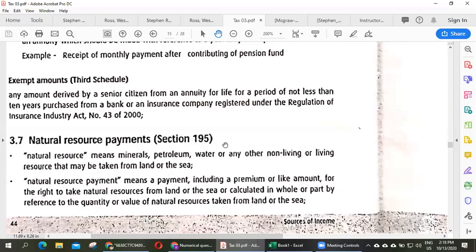Natural resource means mineral, petroleum, water, or any other non-living or living resource that may be taken from land or sea. Natural resource payment means an amount, including a premium or like amount, for the right to take natural resources from land or the sea, or calculated in whole or part by reference to the quantity or value of natural resources taken from the sea.